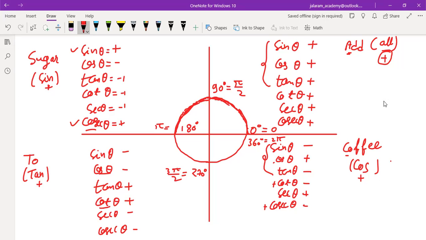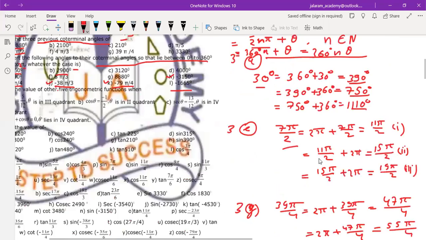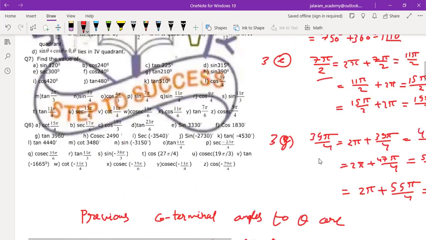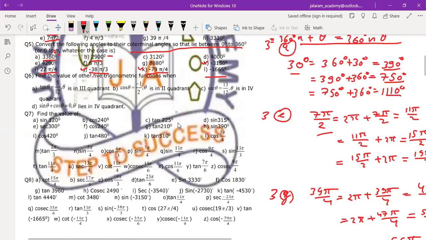So add sugar to coffee, ASTC. A for all positive, S for sine positive, T for tan positive, and C for cos positive, and their reciprocals are also positive and all others are negative. So in determining the sign of any trigonometric ratio, we will use this method.